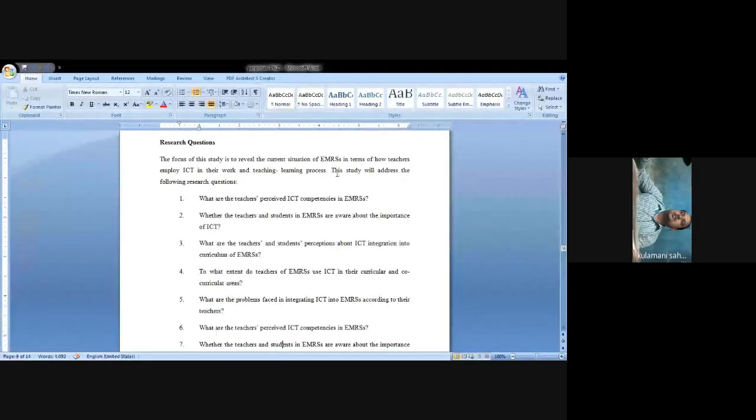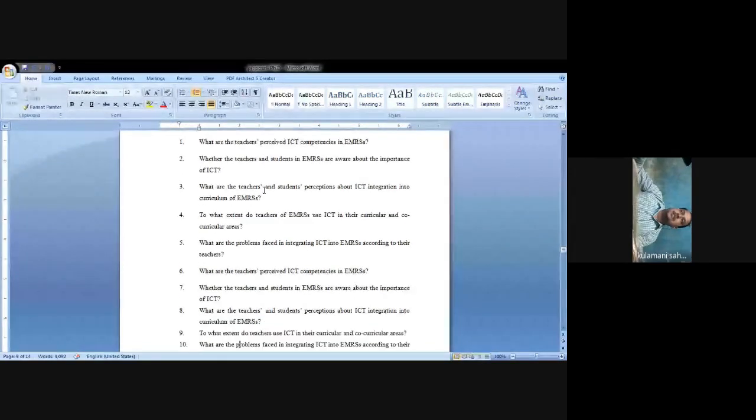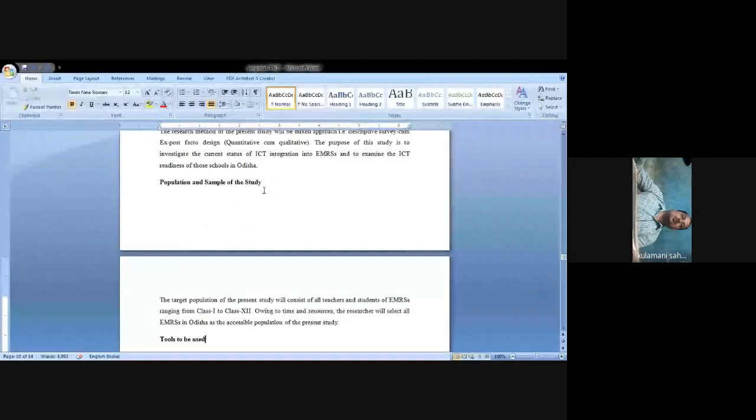Always there is a sense of future time. The study will address the following research questions, because we are proposing a plan that is to be approved first. Then only we can go for the study or research work. Then the design of the study comes, then population and sample, then tools to be used.